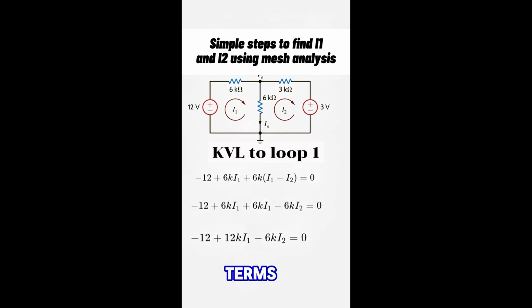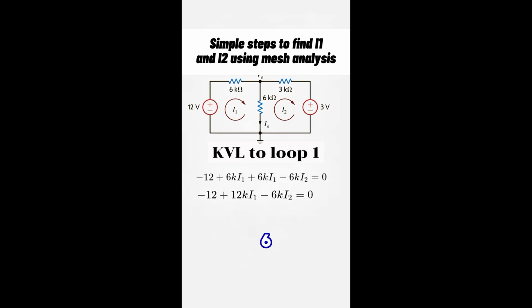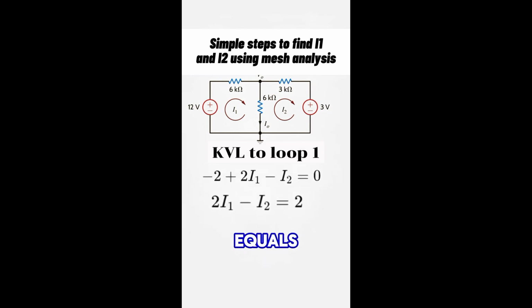Combine like terms: negative 12 plus 12K·I1 minus 6K·I2 equals 0. Divide everything by 6K: negative 2 plus 2·I1 minus I2 equals 0. So we get equation 1: 2I1 minus I2 equals 2.